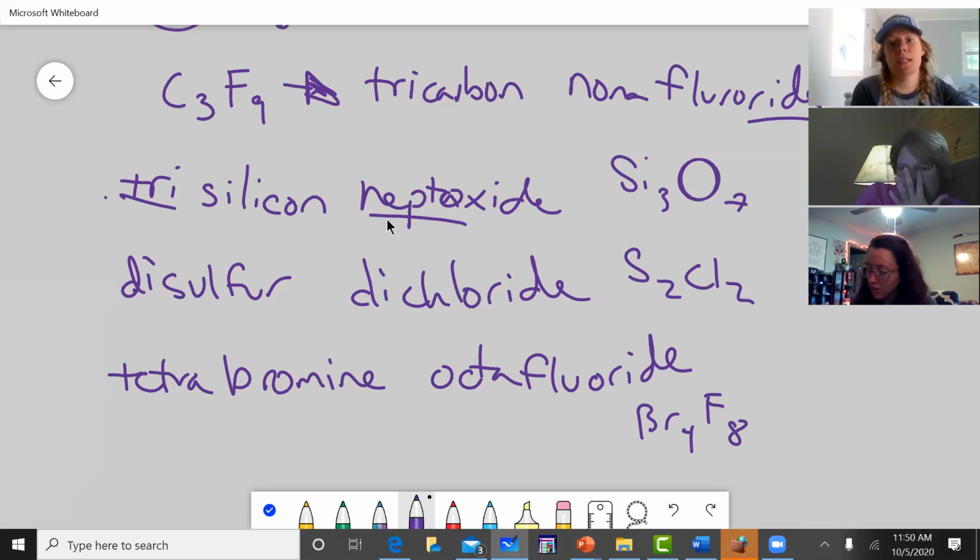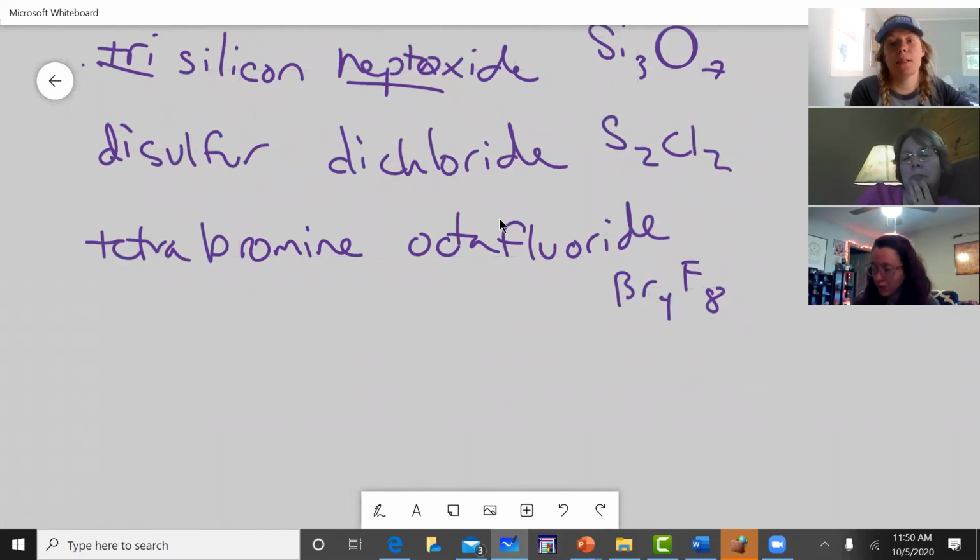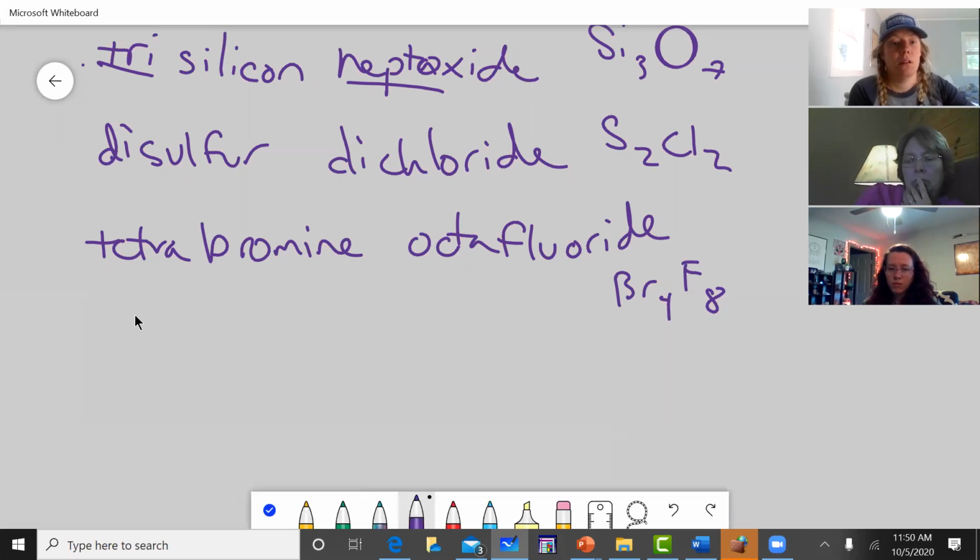Why do we need prefixes with 2 nonmetals and we don't need prefixes with metals? The reason we need prefixes with nonmetals is because there's a bunch of different combinations that these things can come together as. Like we saw, for instance, CO versus CO2. It's not enough to just say carbon and oxygen. You have to tell me how many carbons and how many oxygens, because in this one, we can have 1 carbon and 1 oxygen. In this one, we can have 1 carbon and 2 oxygens. There's a lot of different possibilities, so prefixes are necessary.